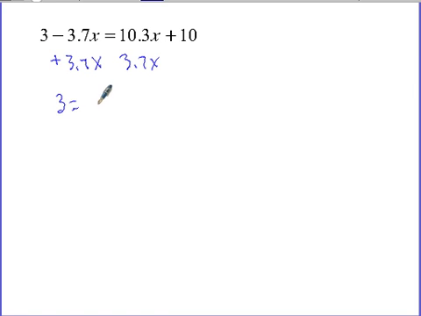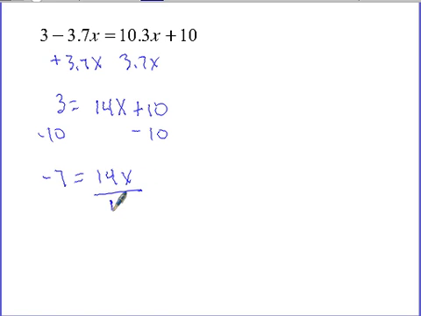3 equals 14x plus 10. Now the only step left that I can do next is subtract 10. So negative 7 equals 14x. Then divide by 14. So negative 7 divided by 14 is either right as negative 1/2 or negative 0.5.